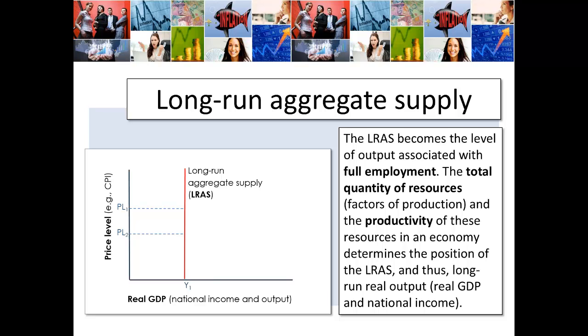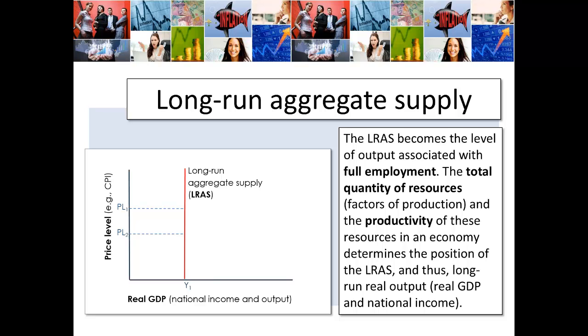The total quantity of resources, our factors of production, and the productivity of these resources in the economy determines the position of the long run aggregate supply curve. Right, nothing new here. We've learned this before. We've been here just a few lessons ago. And the long run aggregate supply will determine the long run real output. So that's real GDP and national income.